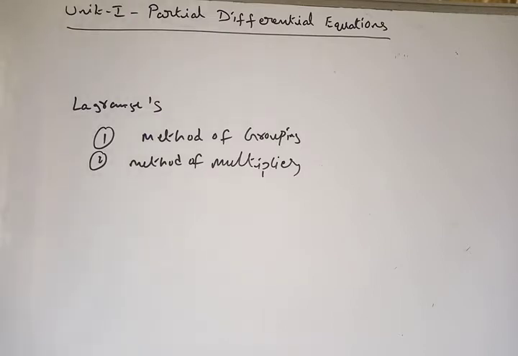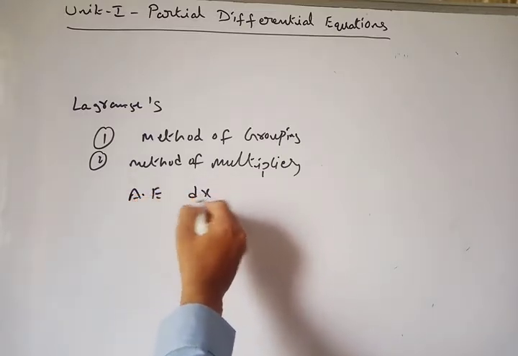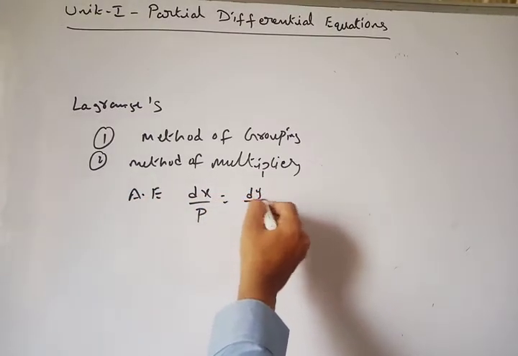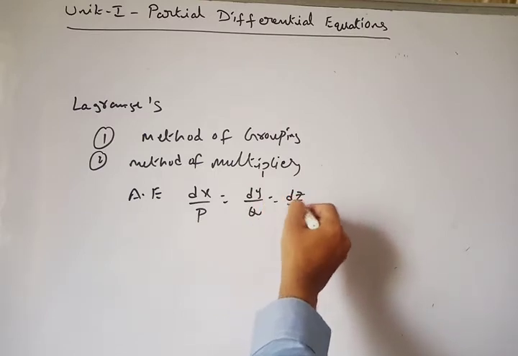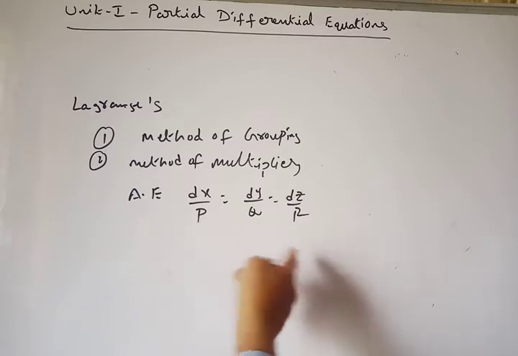So let us solve the other problem. I think you know how to solve Lagrange's linear equation. First you have to write the auxiliary equations. What are our auxiliary equations? dx by capital P, dy by capital Q is equal to dz by capital R. This is called the auxiliary equations or subsidiary equations.